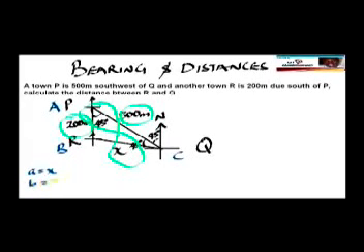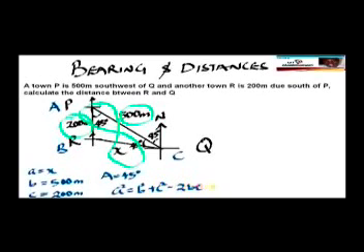Small b is 500 meter. Small c is 200 meter. Then capital letter A is 45 degree. Now my formula says a square is equal to b square plus c square minus 2bc cos A.